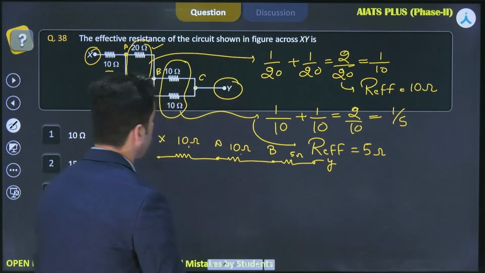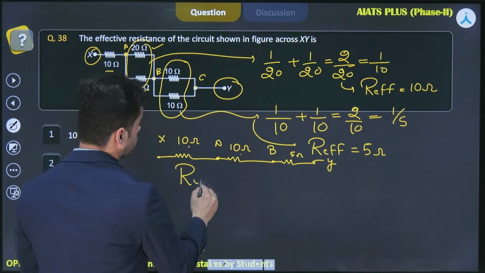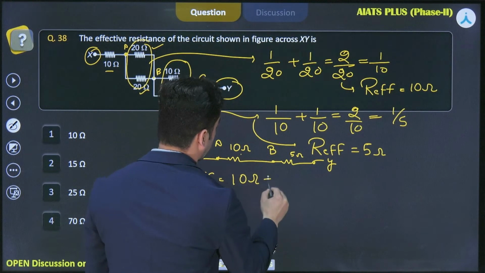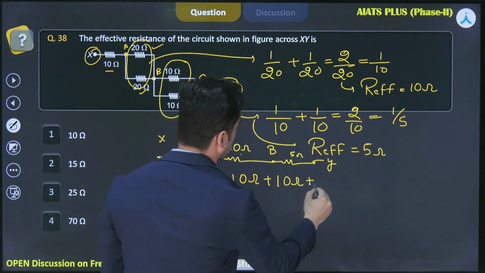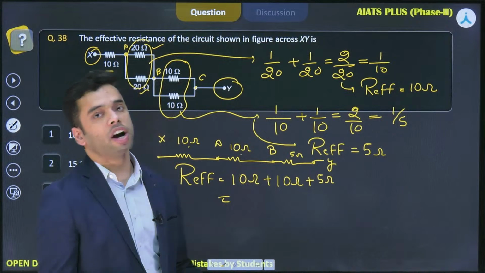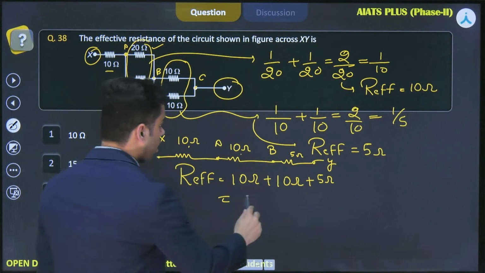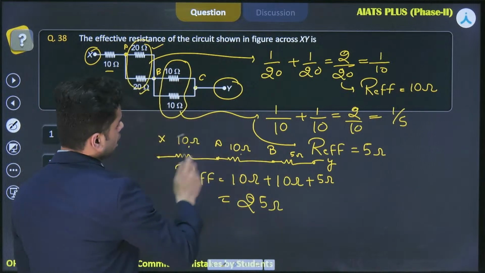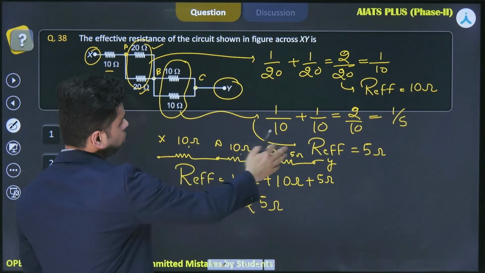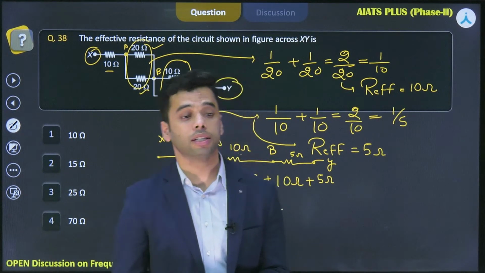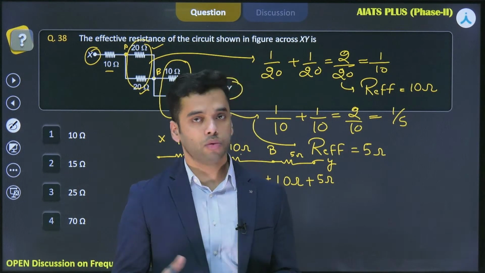So that means R effective for this case will be equal to 10 ohm plus 10 ohm plus 5 ohm. 10 and 10 is 20 plus 5, that is 25 ohm. And they are in series combination, because if you try to see, the current across all of these will be the same. So 10 ohm plus 10 ohm plus 5, that is 25 ohm, is the equivalent resistance between point X and Y, as you can see.